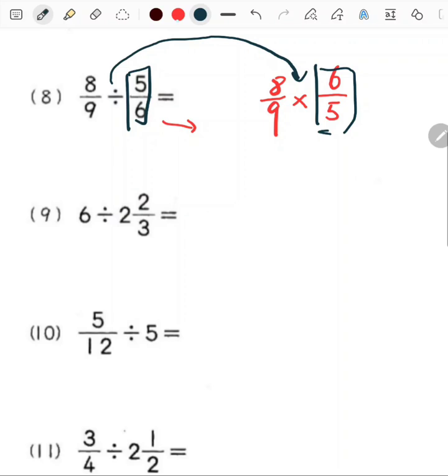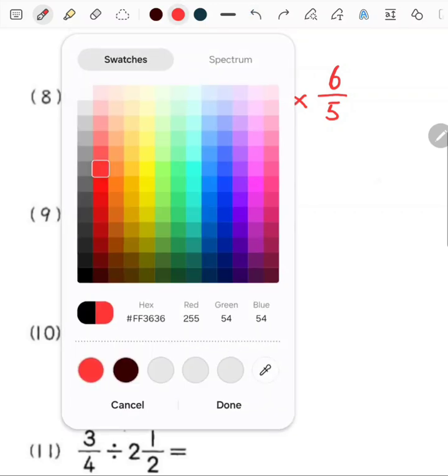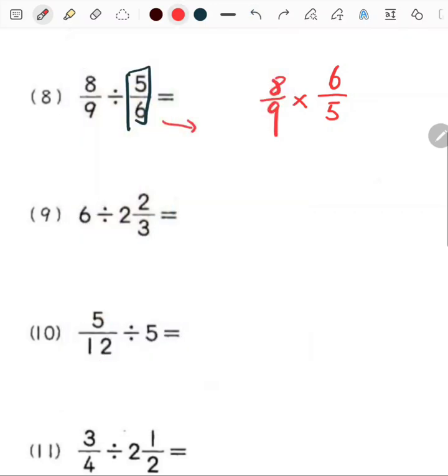So now what is this? The 6, oh, let me just, there we go. Okay, so the 6 can reduce with the 9 by 3. So this comes 2, this comes 3. So 8 and 5, nothing. So 8 times 2 is 16. 3 times 5 is 15, so this will become 16 over 15.